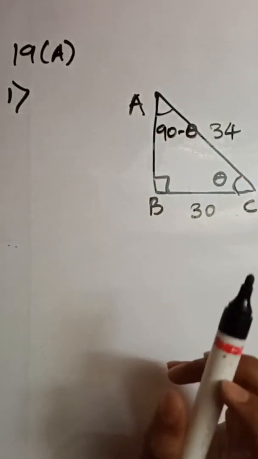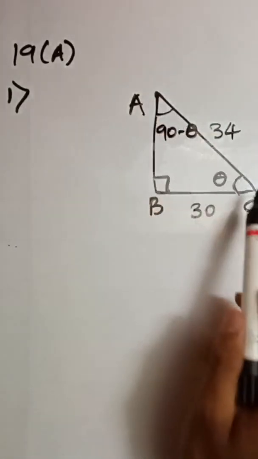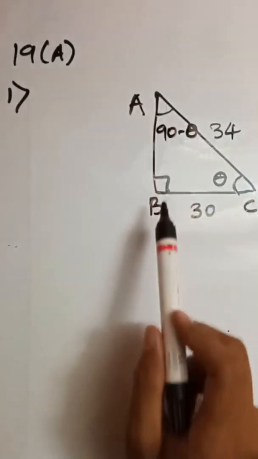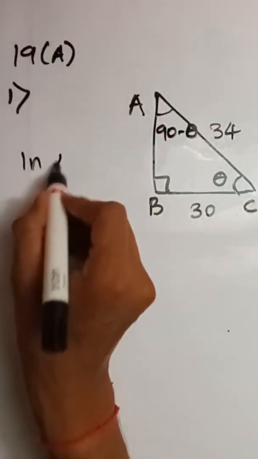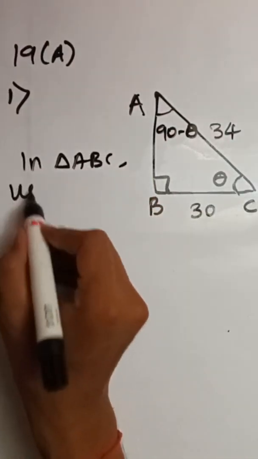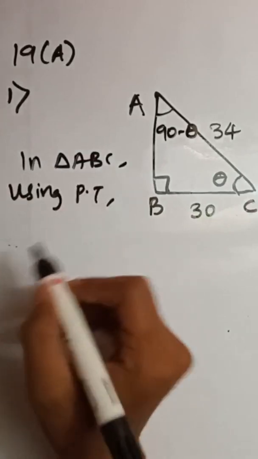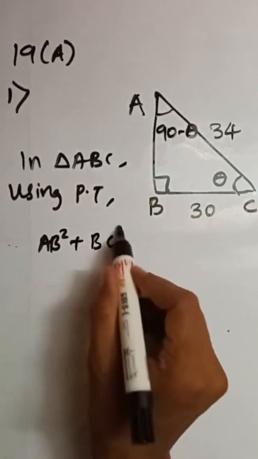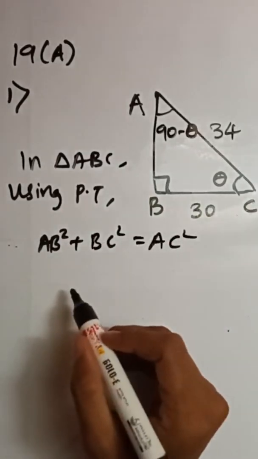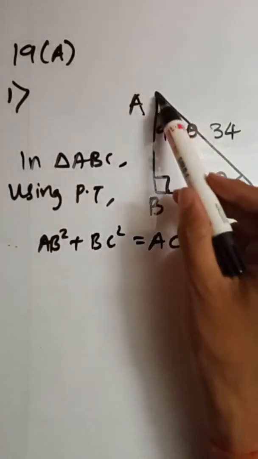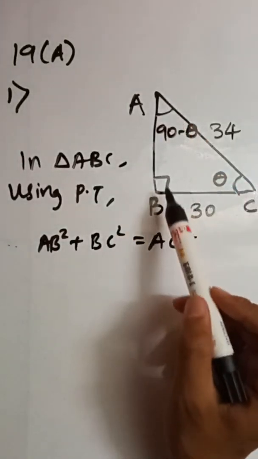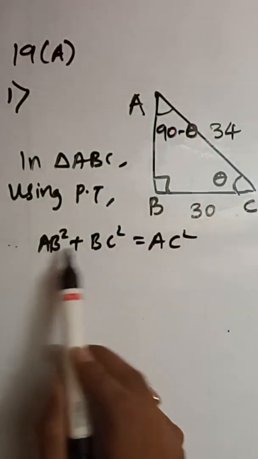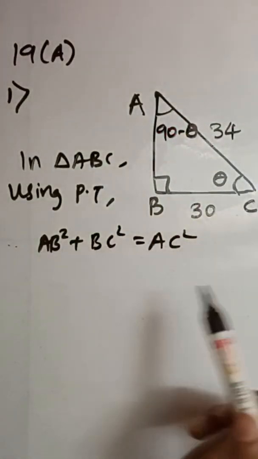Okay. Now first, I know the hypotenuse AC. I know BC. Using Pythagoras theorem, I can find AB. First I'll do that. In triangle ABC, using Pythagoras theorem, what does Pythagoras theorem state? That the sum of the squares of the two sides containing the right angle is equal to the square of the hypotenuse.